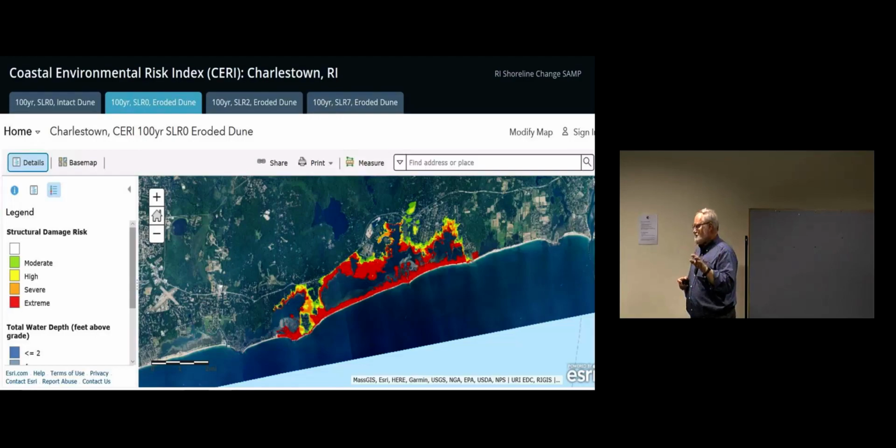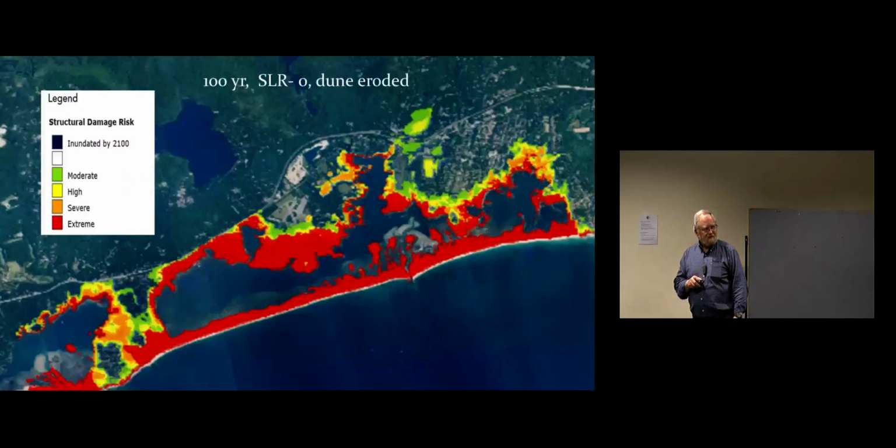And it doesn't have any house, that house, right? So we put together this risk map for them, and so red is high, and of course, yellow is green or lower. So I just wanted to make sure that they felt good about this. And so we blew them up and said, so there you go. They said, oh, we like those, right? So this is 100-year, sea level rise 0, dune eroded.